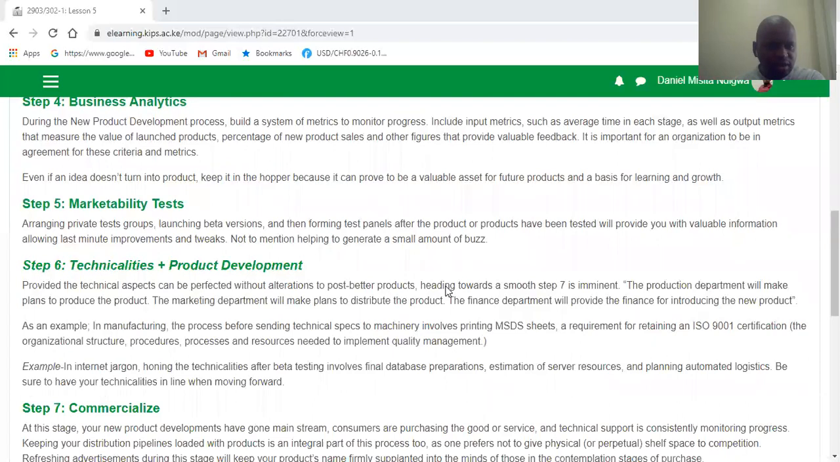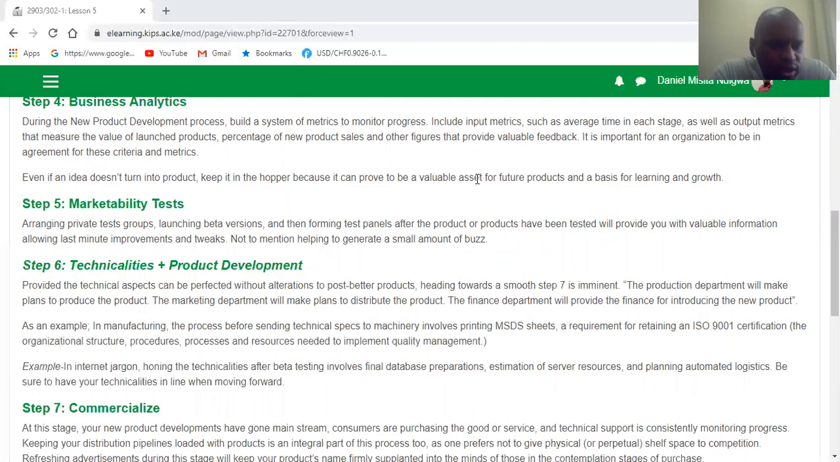The other one is marketability or test. This is whereby you arrange private test groups or launching beta versions and forming test panels after the product or products have been tested. And this will provide valuable information, allowing last-minute improvements, and not to mention helping to generate small amounts of the product.